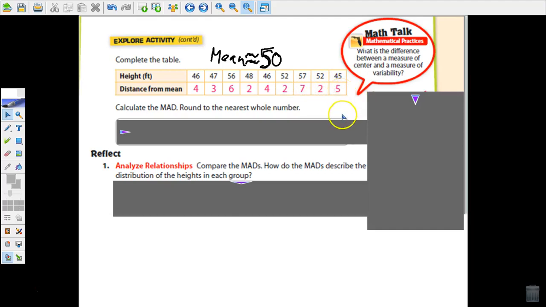Okay. So we add them all up. We get 4 plus 3 is 7, plus 6 is 13, plus 2 is 15, plus 4 is 19, plus 2 is 21, plus 7 is 28, plus 2 is 30, plus 5 is 35. It's 35. And then when you do 35, we're going to do it this way. We're going to do long division. 35. 9 goes into 35 3 times, get 27. And then I'm going to get 8.